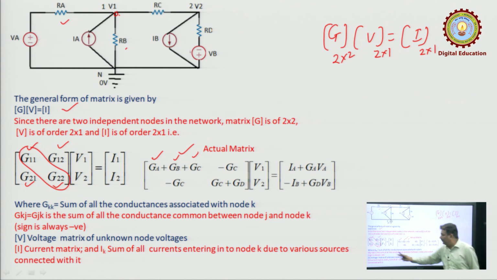What is G22? Sum of all the conductances associated with node 2. Let us see how many conductances are connected in node 2. One, two: corresponding to this is GC, corresponding to this is GD. So, the summation of both the conductances, GC plus GD, will give you G22.